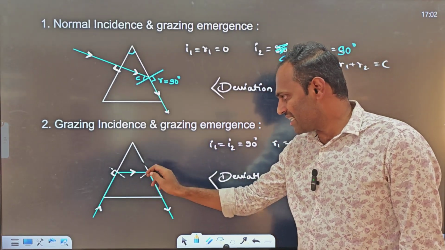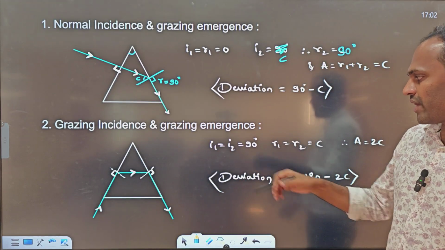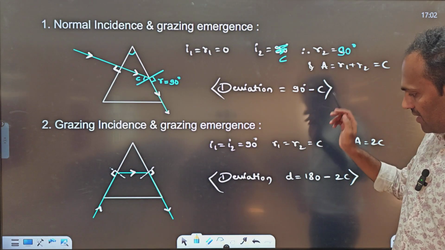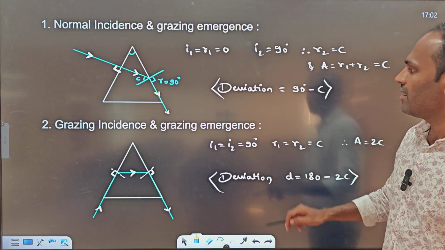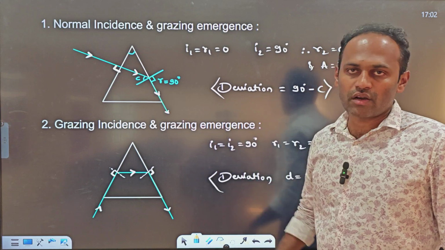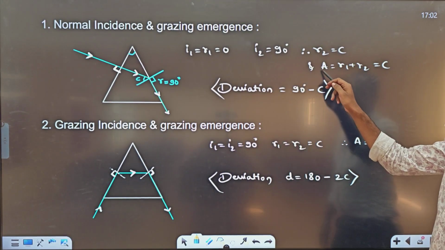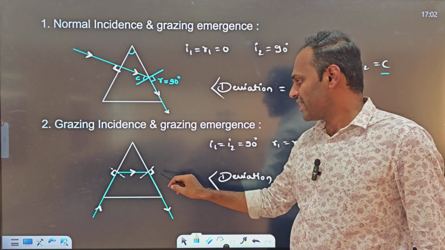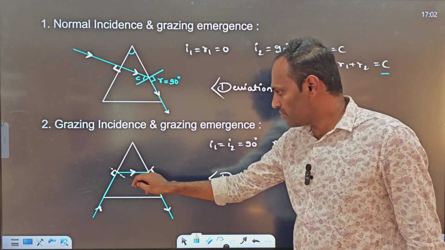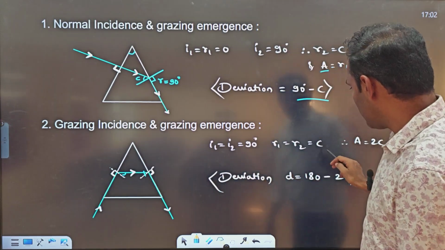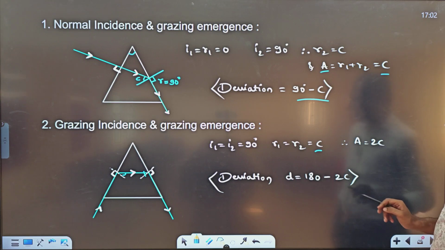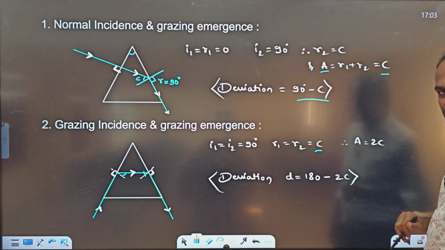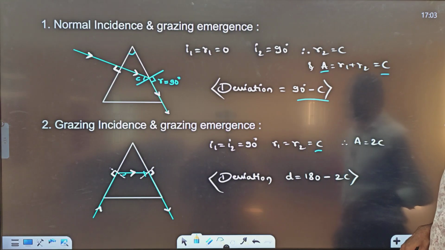Now look here, grazing incidence, grazing emergence. Both are grazing. That's why I1 and I2 will be 90 degrees. Sorry, now we will correct it. For a prism, we know very well, the outside angle is the angle of incidence and the inside is the angle of refraction. So we take the reverse. Here I1 is 90 degrees, I2 is 90 degrees, right? Then R1 and R2 will be equal to C. So A is equal to 2C, deviation is 180 minus 2C. Normal incidence, grazing emergence: 90 minus C. Grazing incidence, grazing emergence: 180 minus 2C. Correct? That is the deviation produced in both cases.